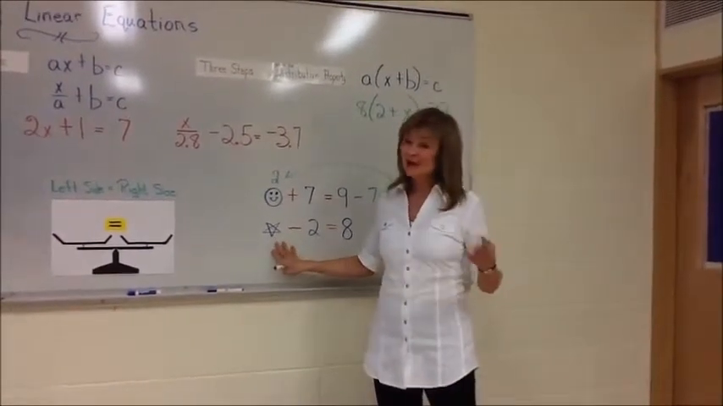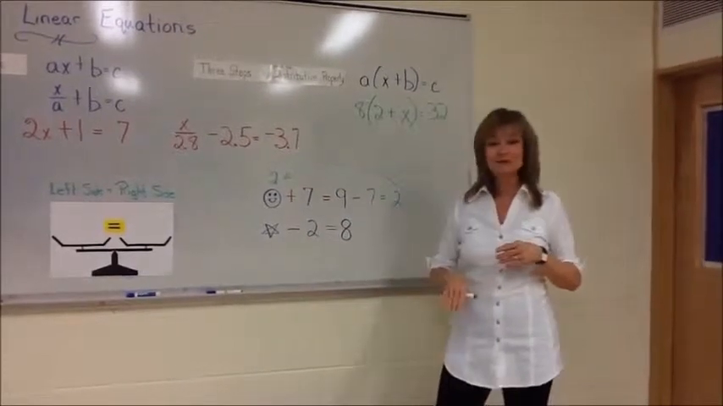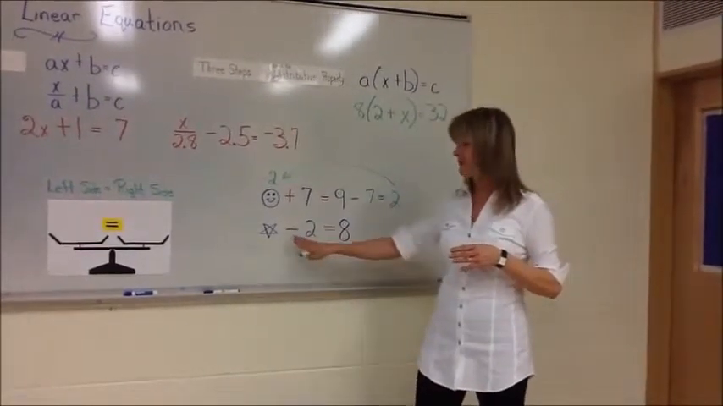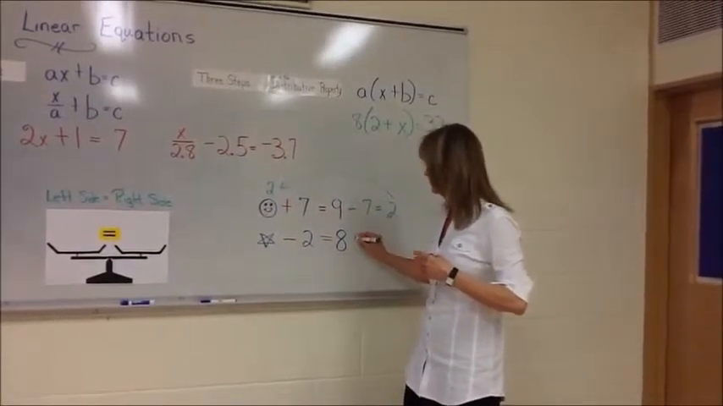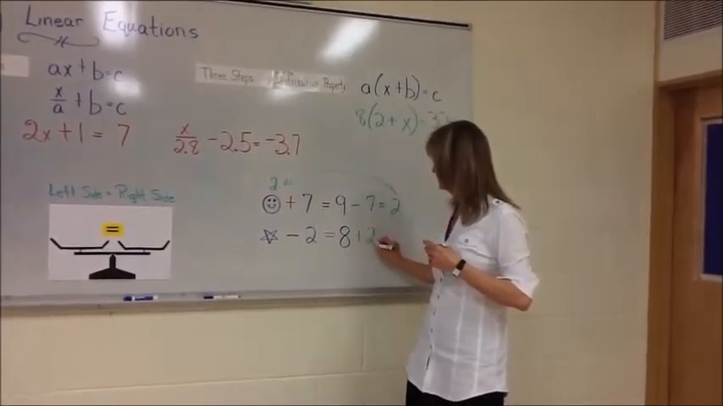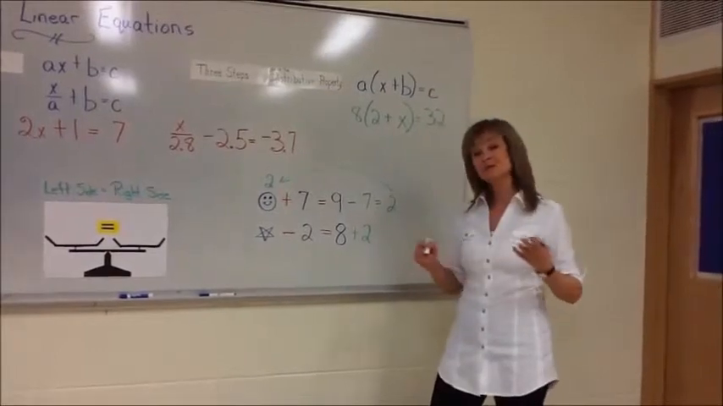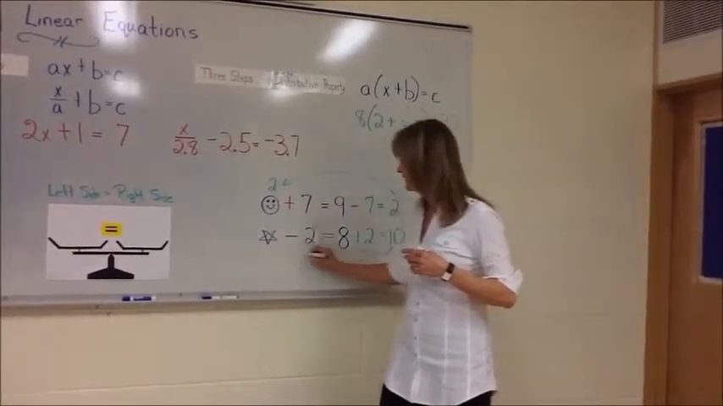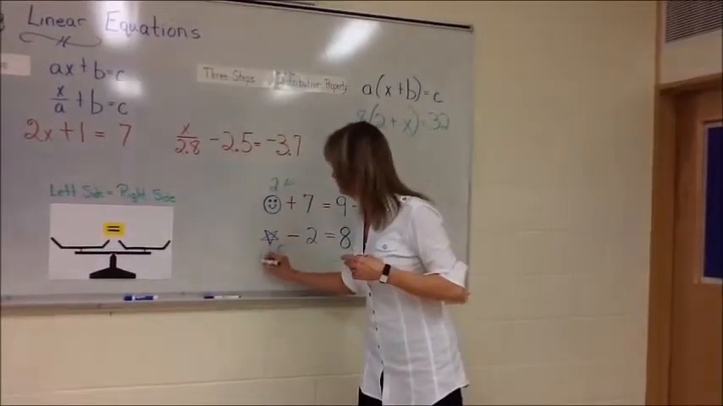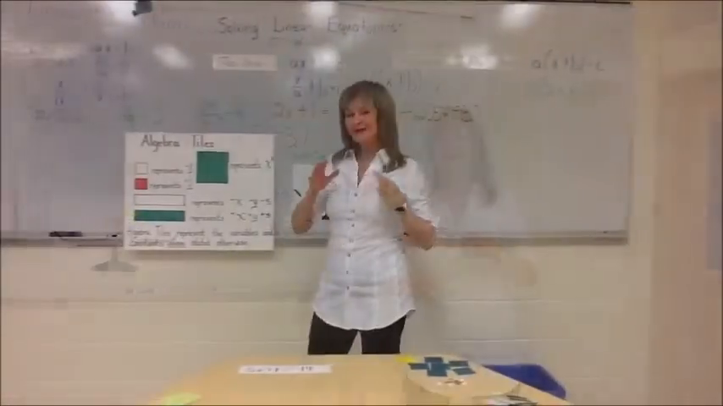Now if you take a star subtract 2 equals 8, we know the opposite of subtraction is addition. So you add your 2 over here, and 8 plus 2 equals 10. So you know that your star is going to be 10. Then we carry on.